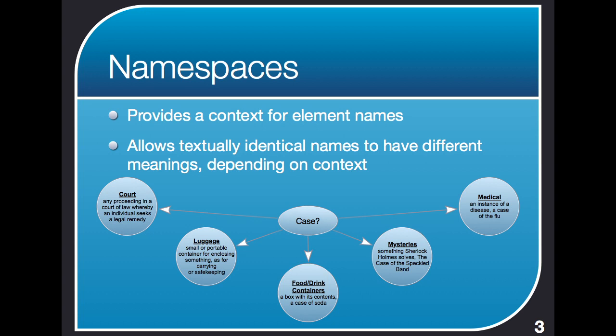There are additional contexts. And what namespaces do is provide a means for specifying that context so that you can have the same word, have it appear in different contexts and have different meanings without any confusion. So that in XML, if I say something is a case, I can identify whether I'm talking about a court case, a medical case, or a case of soda pop.